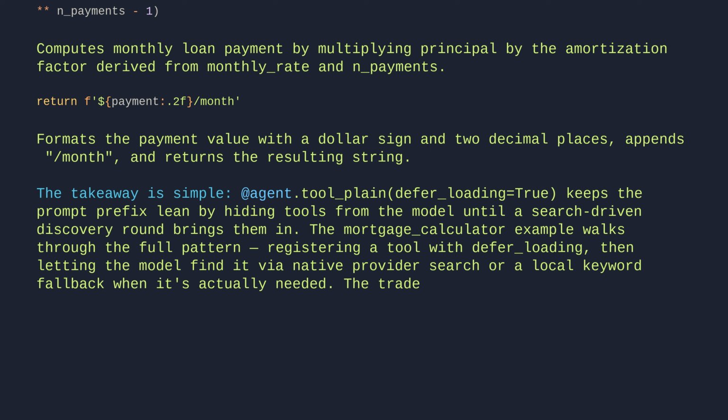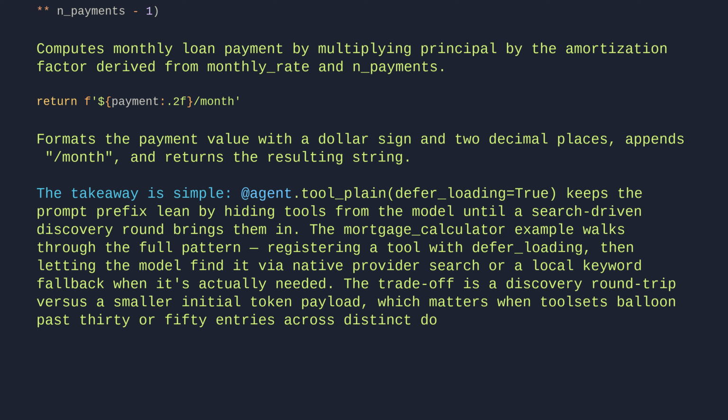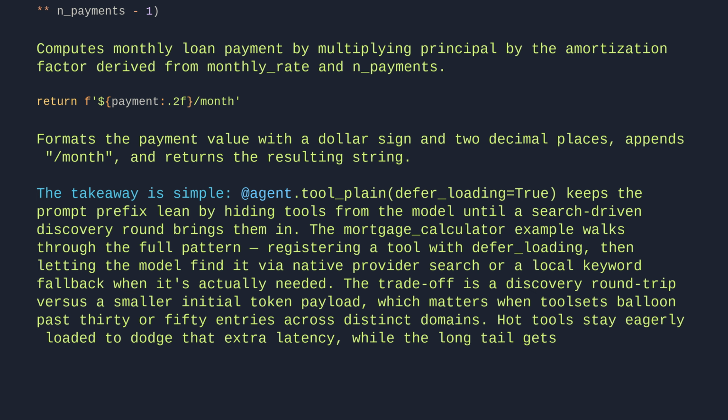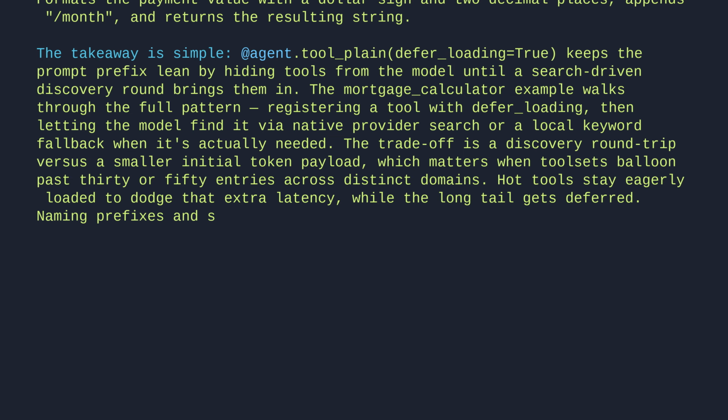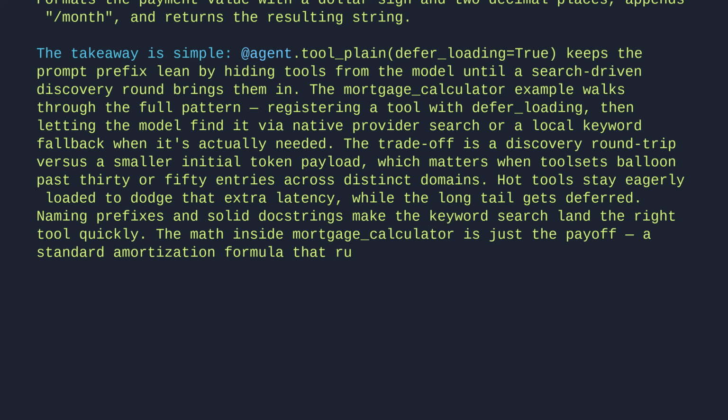The trade-off is a discovery round trip versus a smaller initial token payload, which matters when toolsets balloon past 30 or 50 entries across distinct domains. Hot tools stay eagerly loaded to dodge that extra latency, while the long tail gets deferred. Naming prefixes and solid docstrings make the keyword search land the right tool quickly. The math inside mortgage_calculator is just the payoff, a standard amortization formula that runs once the model has successfully surfaced the tool it needs.